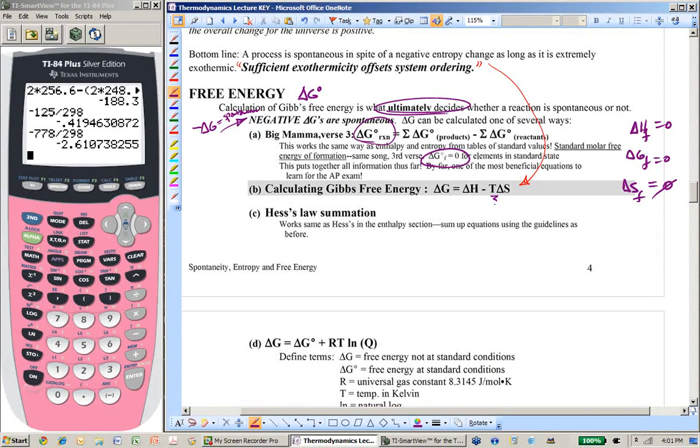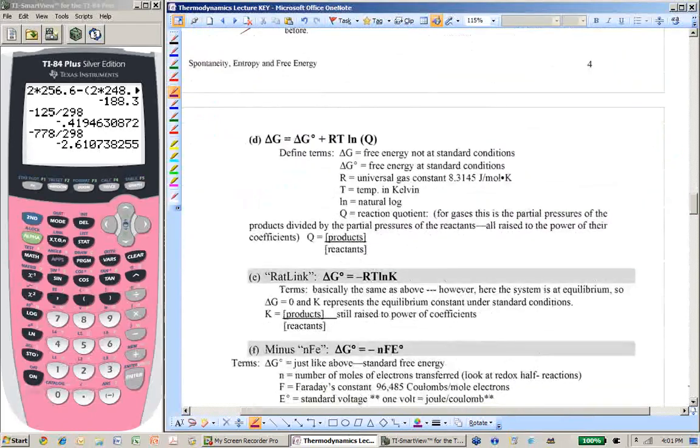All right, so we put all this information together and we get one of the most beneficial equations to learn for the AP exam. Lots and lots of points are tied to delta G equals delta H minus T delta S. We can also do this through systems of equations like we did with enthalpy, where I have chemical equations and I may have to reverse one and change the sign on its delta G and that sort of thing. And so I can do that same song and dance with delta G's as well.